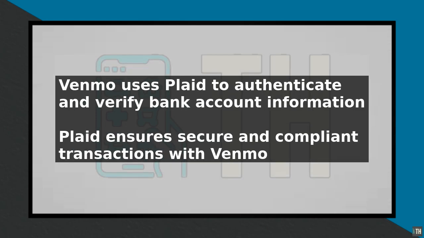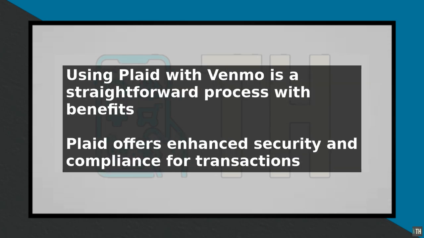When you link your bank account to Venmo using Plaid, you are essentially granting Venmo permission to access your account information, which is then used to facilitate transactions. The process of using Plaid with Venmo is straightforward. First, you will be prompted to select your bank from a list of available institutions. Next, you will be redirected to your bank's website, where you will enter your login credentials to authenticate your account. Once your account is authenticated, Plaid will securely link your bank account to Venmo, enabling you to make transactions.